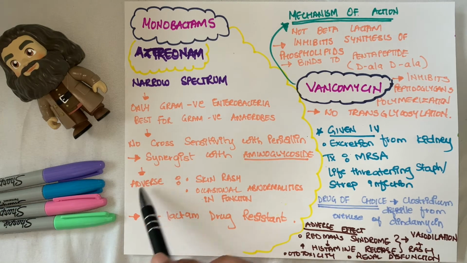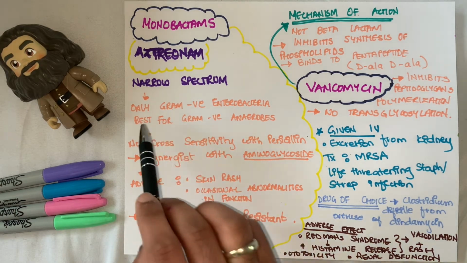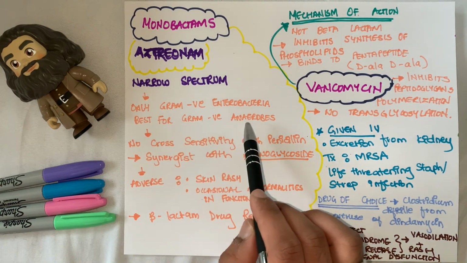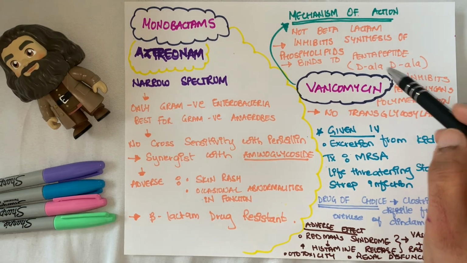But then there's adverse effects. There's going to be skin rashes and occasional abnormalities in liver function. Beta-lactam drug resistant. Now, along with it being one of the best drugs for gram-negative anaerobes, it is also beta-lactamase resistant. So that's a good quality. Next, we're moving on to vancomycin.